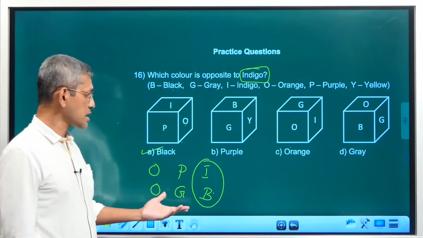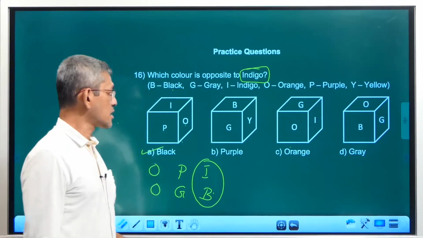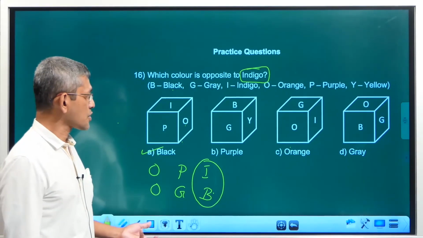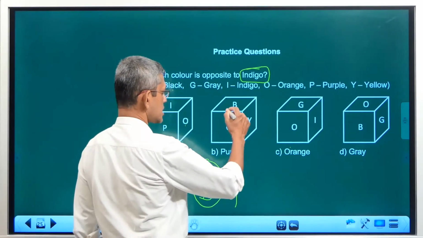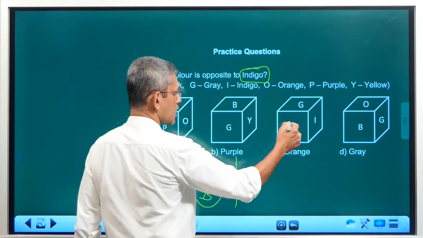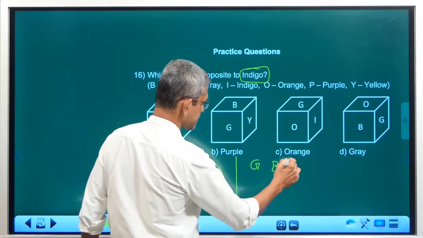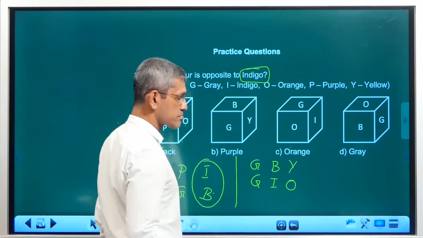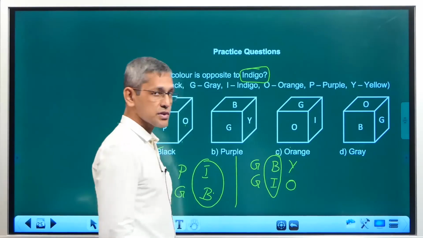Is there any other possibility? Of course there are. Look at 2 and 3. What do you have in common? Gray, G. G is common, so you apply rule number 4 then. G, B, Y clockwise, and G, I, O clockwise. If you apply the clockwise, what do you get? Black is opposite to indigo.